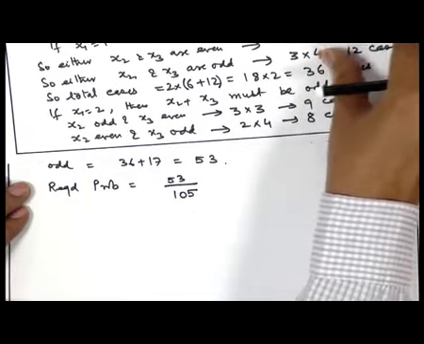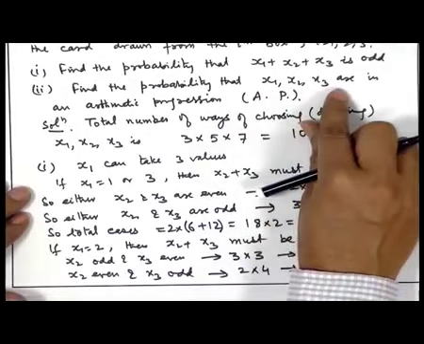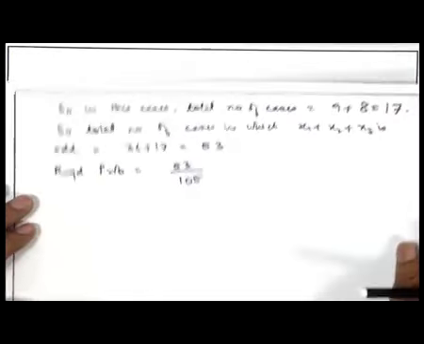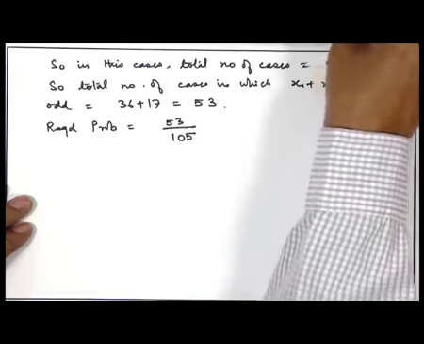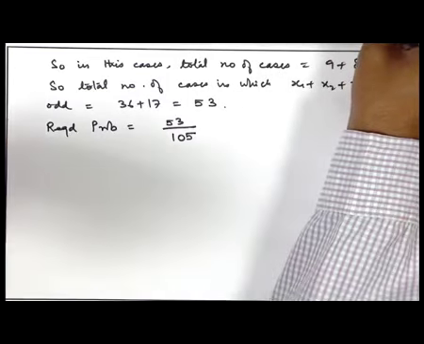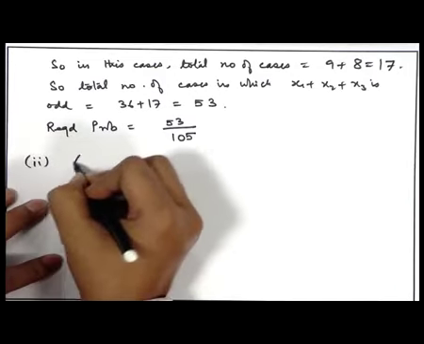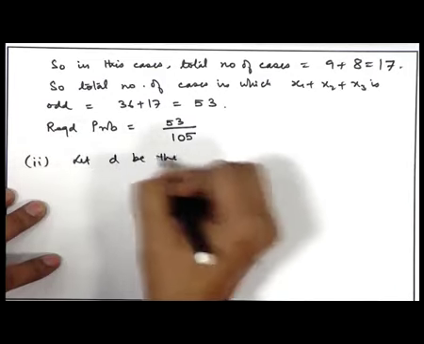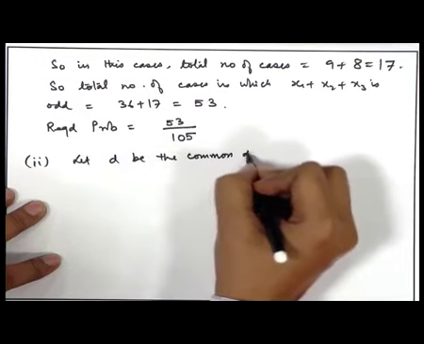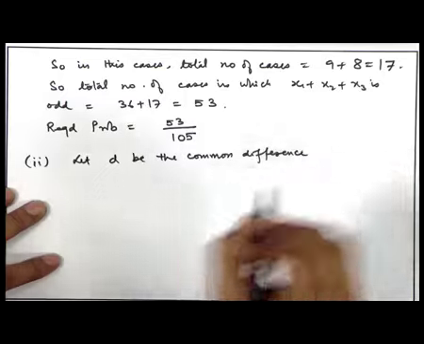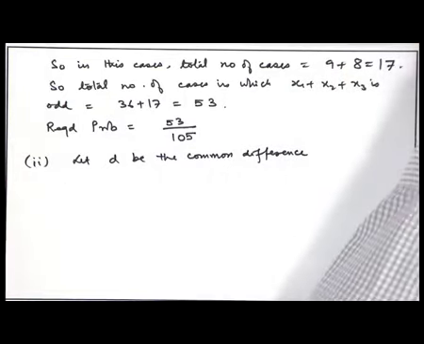Let us look at the second case. What is the probability that x1, x2, x3 are in an arithmetic progression? So, for arithmetic progression you have to see that x1, x2, x3 are chosen in such a way that x1 minus x2 and x2 minus x3 are the same, that is the common difference is there. Now, what are the possibilities of the common differences? So, let D be the common difference. Let us see what are the ways in which this can be done.